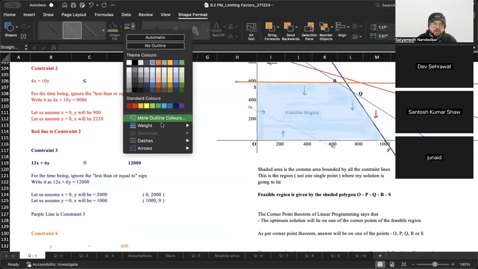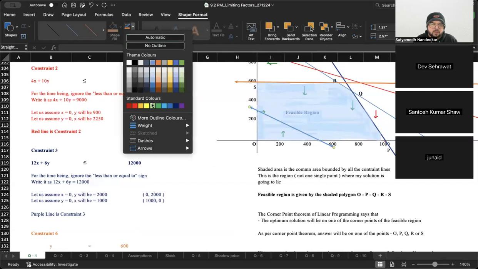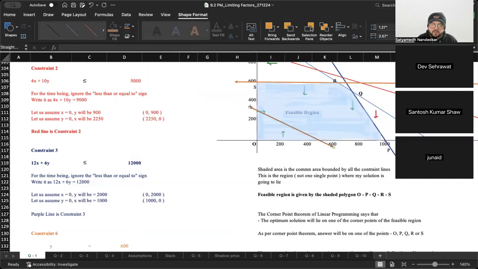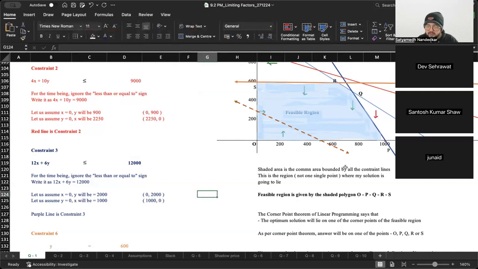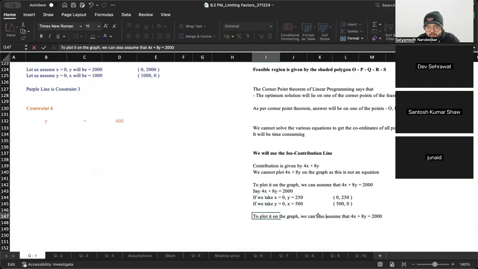This is a brown line, okay? And this line is the contribution line, so I'm going to put it in a dotted format. This line could be my contribution. To plot it on the graph, we can also assume that 4x plus 8y equal to 4000.